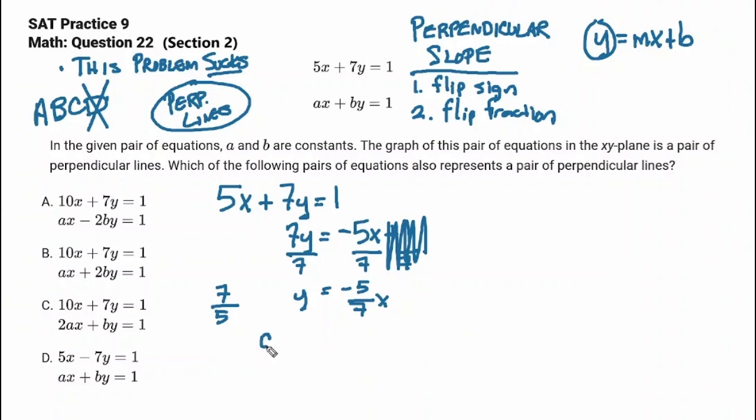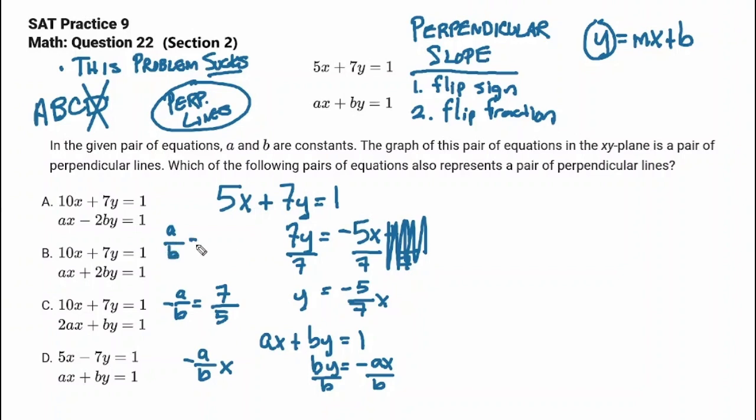All right, so we're going to do that line, ax plus by equals 1. Again, we got to get it in this form. So it's by equals negative ax, and this plus 1 doesn't matter. All we're dealing with is slope. We're going to divide through by b to get y by itself, and we're going to end up with negative a over b x. So negative a over b equals 7 over 5. I don't really like that. What's a over b? A over b is negative 7 over 5.